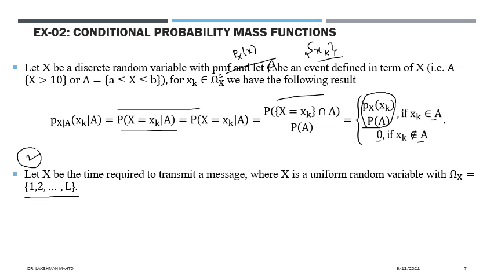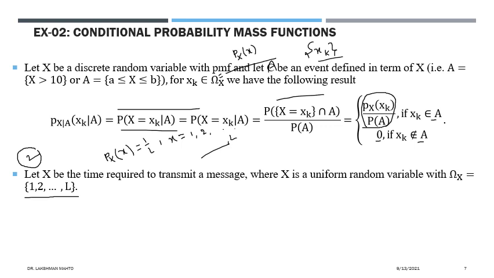So if I'm talking about the probability mass function of this, it is very simple. Here x is distributed uniformly, so the probability mass function of x would be 1 by L for each value of x. So x is taking what values? 1, 2, 3 up to L. This is the probability mass function of x. It is already given here.